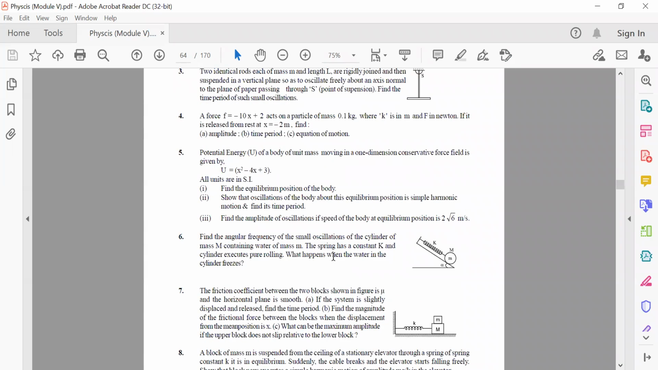Find the angular frequency of small oscillations of the cylinder containing water. The spring has constant K, and pure rolling is happening. First of all, we will do this by the work energy method because pure rolling is happening. Or we can do it like this also. I'm just switching to the whiteboard.